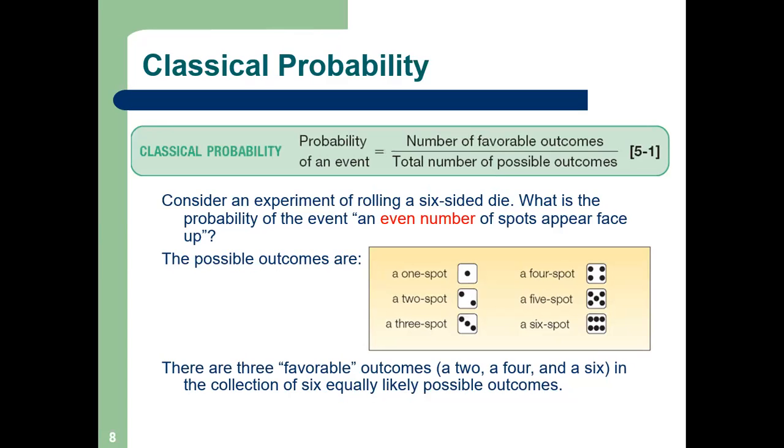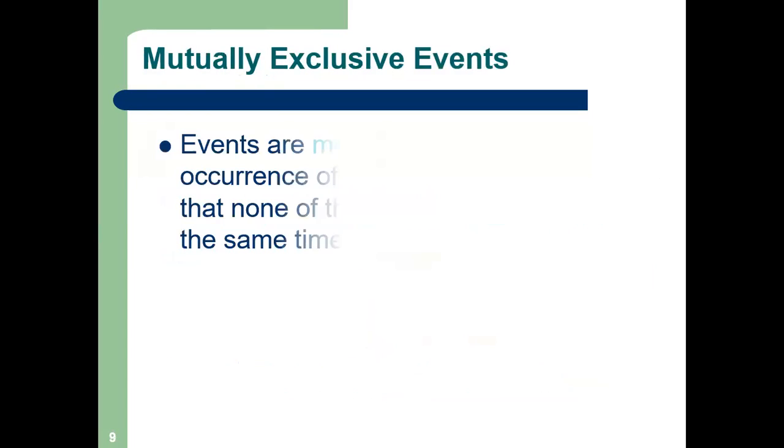So, what is the total number of possible outcomes? Those are 6. We will divide this 3 by 6 and the result would be the probability of an even number in this event. Hope you understand this concept.